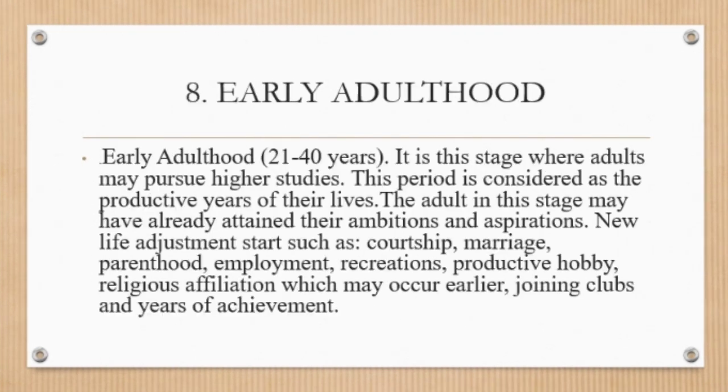Number 8, early adulthood. Early adulthood, 21 to 40 years. It is the stage where adults may pursue higher studies. This period is considered the productive years of their lives. The adult in this stage may have already attained their ambitions and aspirations. New life adjustments start, such as courtship, marriage, parenthood, employment, recreations, productive hobbies, religious affiliation, which may occur earlier, joining clubs, and years of achievement.